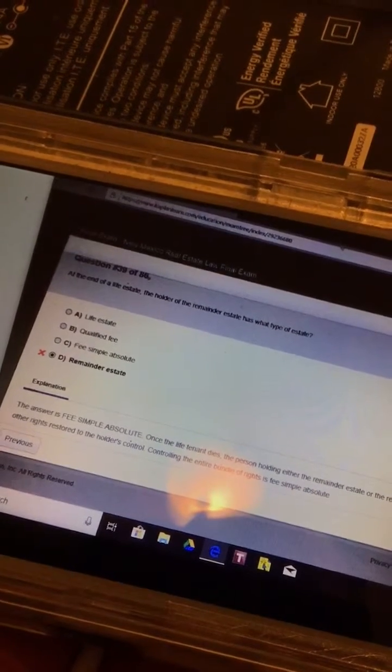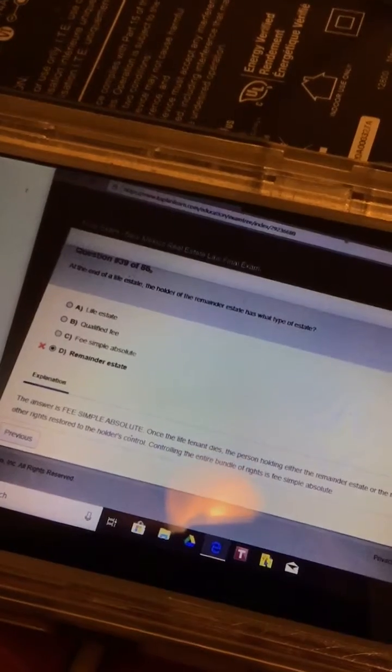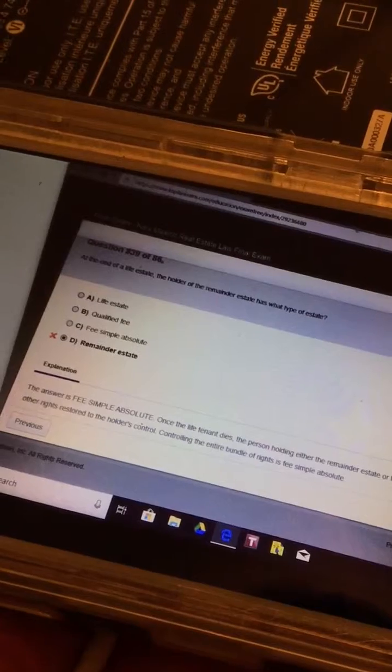At the end of a life estate, the holder of the remainder estate has what type of estate? A. Life estate. B. Qualified fee. C. Fee simple absolute. Or D. Remainder estate.